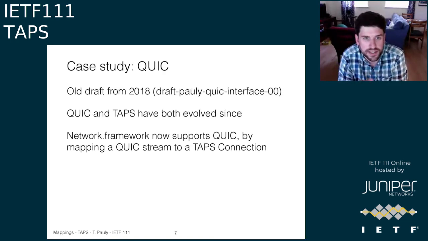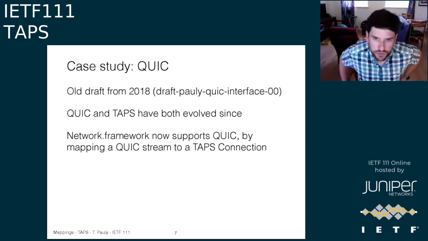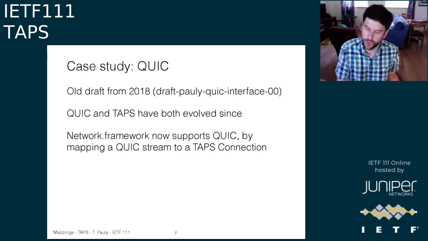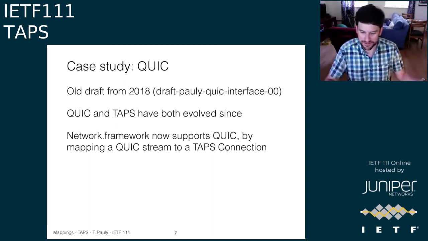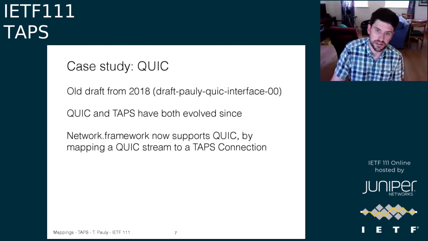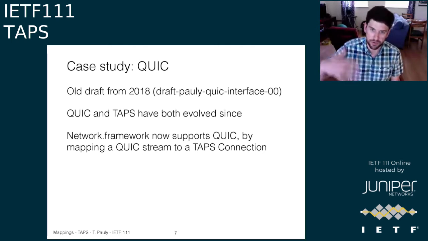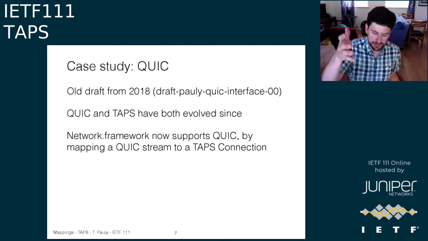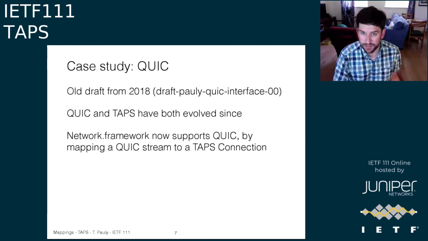So as one case study, we can look at QUIC. There is an old 2018 document that I had worked on to define the API for QUIC using TAPS. It wasn't a formal mapping. QUIC has changed a lot, TAPS has changed a lot, so it's quite out of date, but it gives a hint of what we could do there. And since then, as I mentioned before, Network Framework, as of this year, supports QUIC, and so we had to do the work to map QUIC into the TAPS-like APIs, and we mapped a QUIC stream equals a TAPS connection. And that seemed to be the cleanest mapping there.